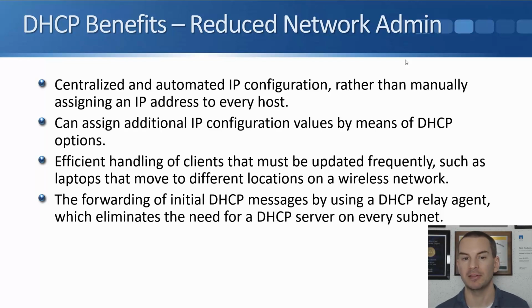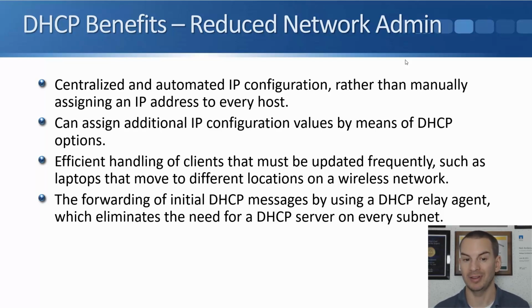By using a DHCP server, that gives you centralized and automated IP configuration in that one central location, and you know that you're not going to have any mistakes happening. Much easier than manually assigning an IP address to all your individual hosts. You can also add additional IP configuration values by using DHCP options. For example, if you're using IP phones in your office, they need to learn where their server is. That's their TFTP server. Well, you can give them that information using DHCP.